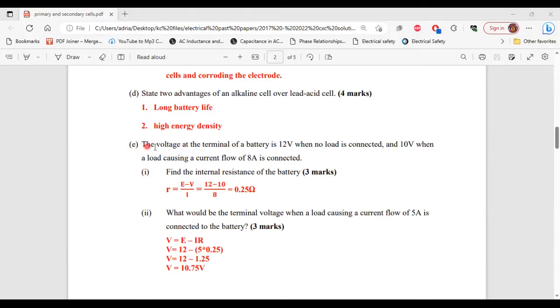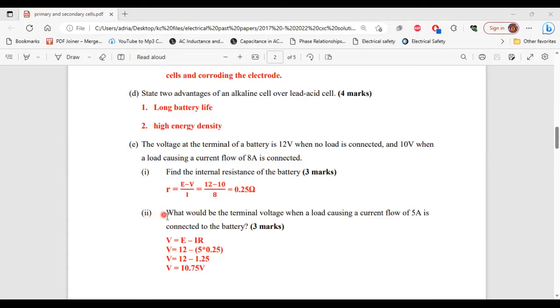It says the voltage at the terminal of a battery is 12 volts when no load is connected, and 10 volts when a load causing a current flow of 8 amp is connected. Part 1 of E, it says find the internal resistance of the battery. R is equal to E minus V divided by I. That is equal to 12 volt minus 10 volt divided by 8 amp. That will give us 0.25 ohm. So that's it for part 1 of E.